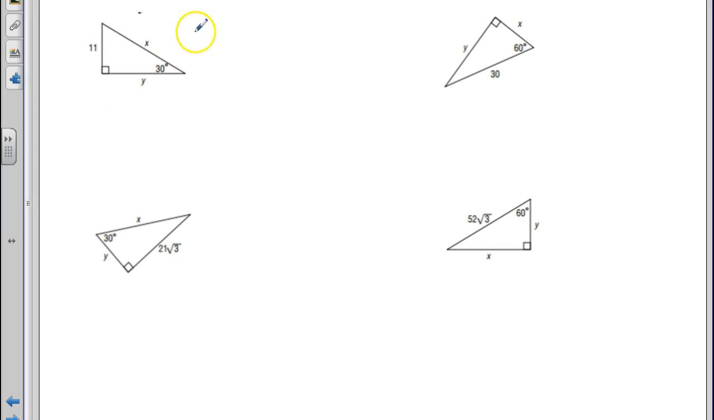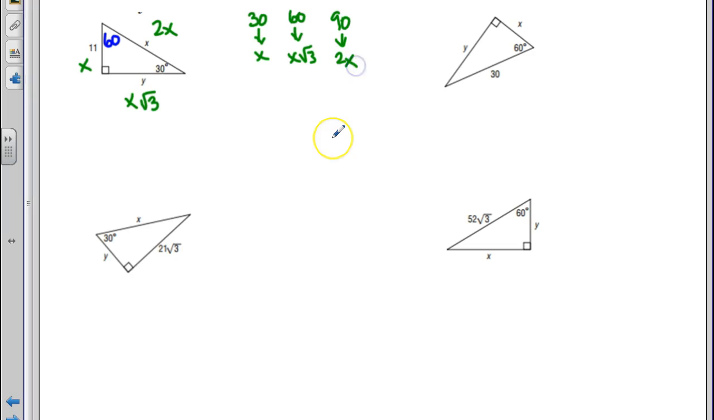All right, let's look at this guy. So this is 30 degrees. I have a right triangle. This one is 60. All right, so I'm going to write in green, this is x. The side opposite 60 is x times the square root of 3. And the side opposite my right angle is 2 times whatever x is. So I'll write that up here. Opposite 30 is x. Opposite 60 is x square roots of 3. Opposite 90 is 2x.